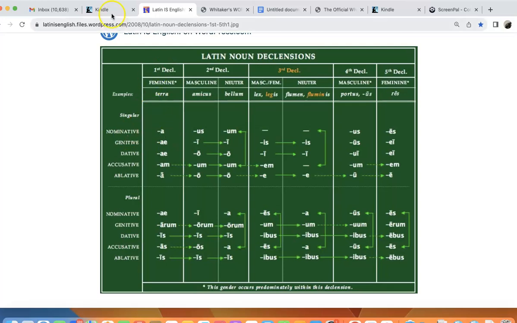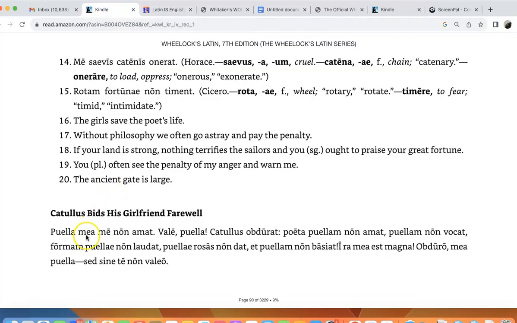So, puella mea. Once again, Latin tends to put my, your, his, our after the noun. Me, just like our word me comes from Latin, and then does not love me. Vale, farewell, my girl. So this is a good example of the vocative, which is the same as the nominative, as your text points out. So farewell, my girl.